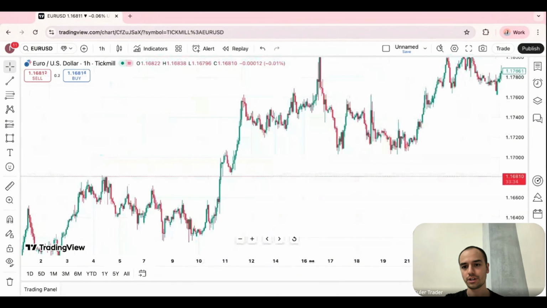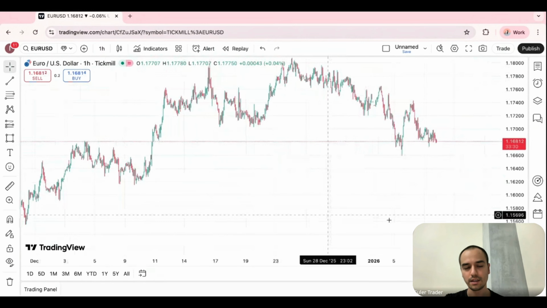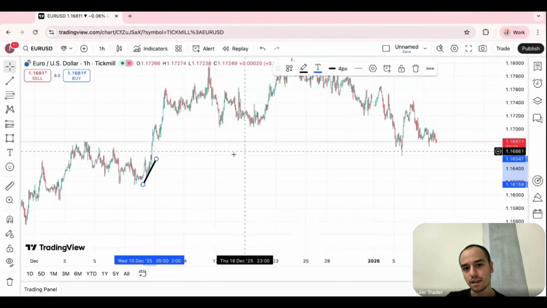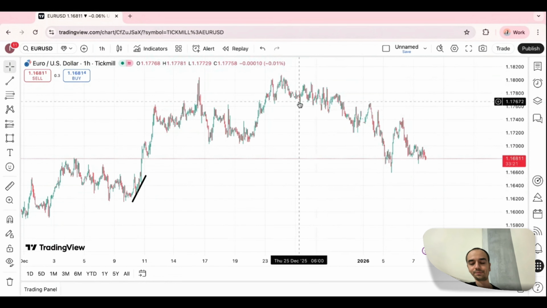So pretty much here, this unswept liquidity can potentially be liquidity to be swept down here. So that's actually the price already going down.